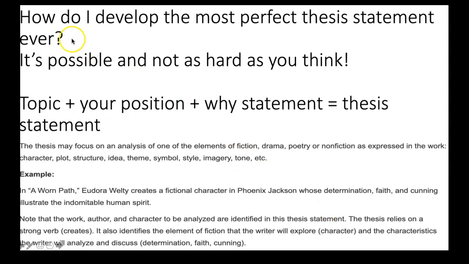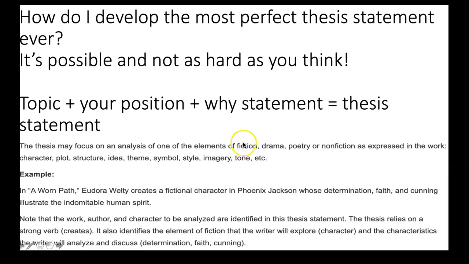Okay? How do you develop a perfect thesis statement? It is possible, and it's not really as hard as you think. The topic that you're writing about, your position, plus the why statement. Remember, I talked about the why statement in those 5 steps, equals your thesis statement. Okay? Here's an example, and I found this online. The thesis may focus on an analysis of one of the elements of fiction, drama, poetry, or nonfiction as expressed in the work.